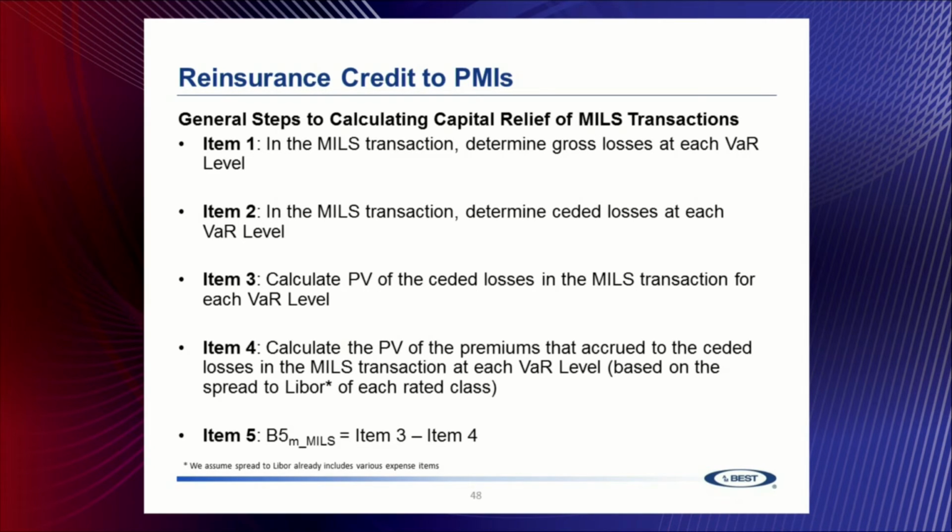Then we can calculate the present value of the ceded losses in the Mills transaction for each VAR level. And then we can calculate the PV of the premiums that accrue to the ceded losses in the Mills transaction at each VAR level. Now, the premiums are really the spread over an index that's paid to the note holders. So to calculate the reserves risk for the Mills transaction, which is B5M Mills, it's simply the difference of item 3 and item 4.